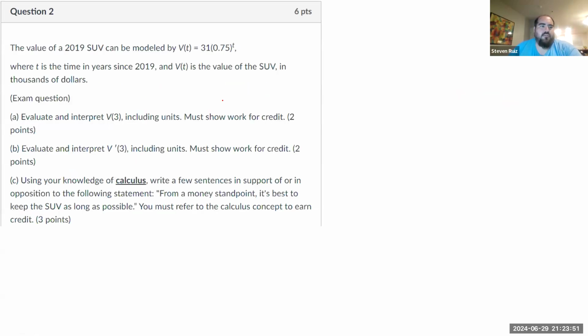So moving on to part 2. The value of a 2019 SUV can be modeled by this function, where 2019 is our reference time, and t is the number of years that have elapsed since then. So first thing is, what is V of 3? To find that numerically, I can plug in 3 for t in the original equation. So 31 times 0.75 to the power of 3. And let's get you a good number here.